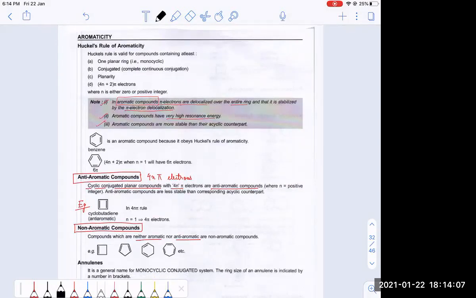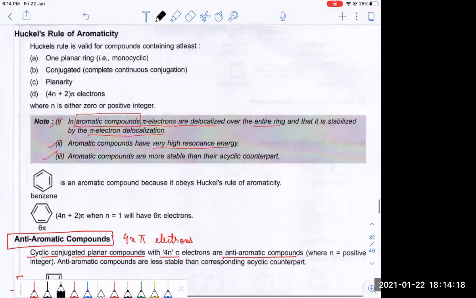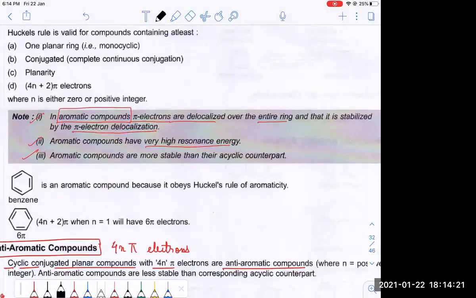Now let's see some more things. What is the significance of aromatic compounds? In aromatic compounds, pi electrons are delocalized over the entire ring, and it is stabilized by pi electron delocalization.